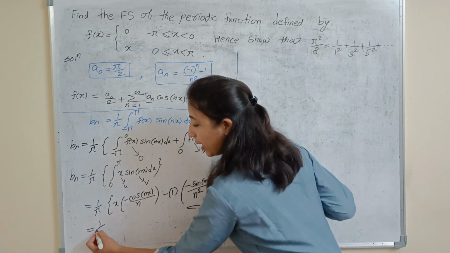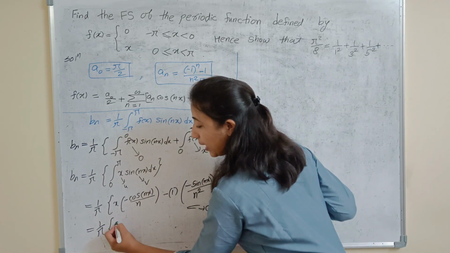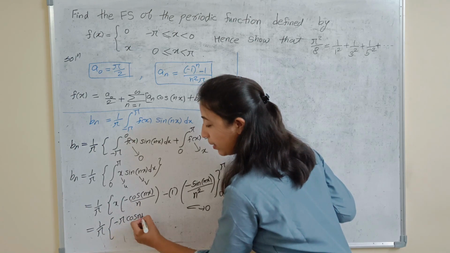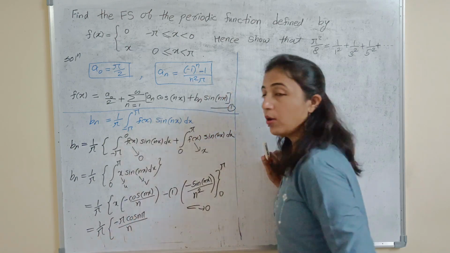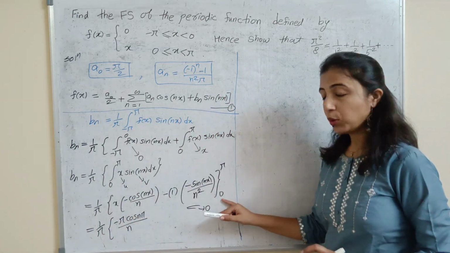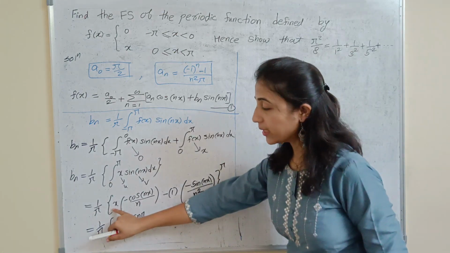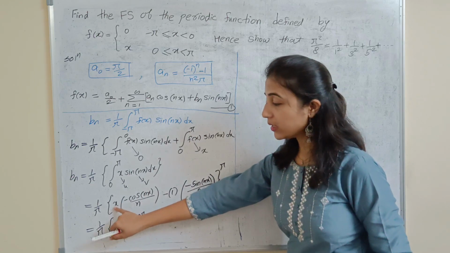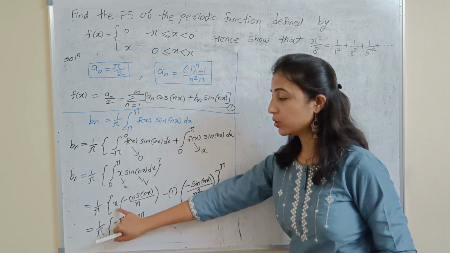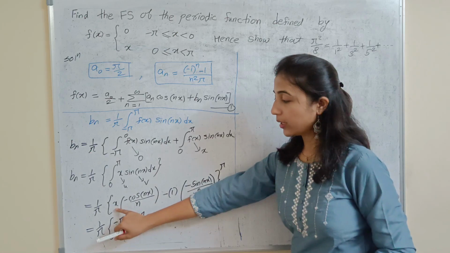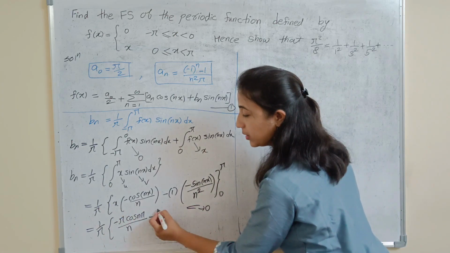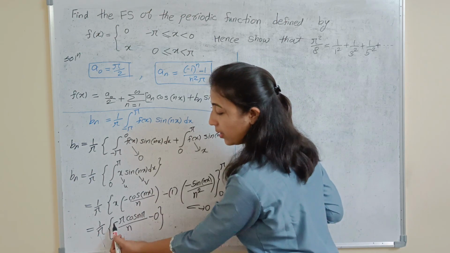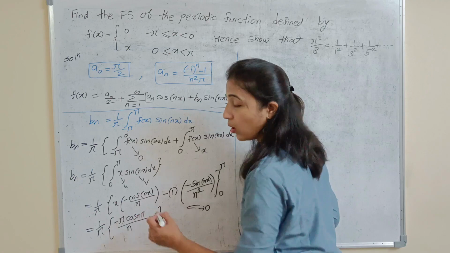So if we put x equal to pi, with this minus sign, we get minus pi cos n pi divided by n. Minus the lower limit, which is 0. If we put x equals 0, then cos of 0 is 1, but x is 0, so 0 into this term means the whole term is 0. For the upper limit, if we simplify, the outside pi and this pi get cancelled. Remaining is minus 1 upon n cos n pi.